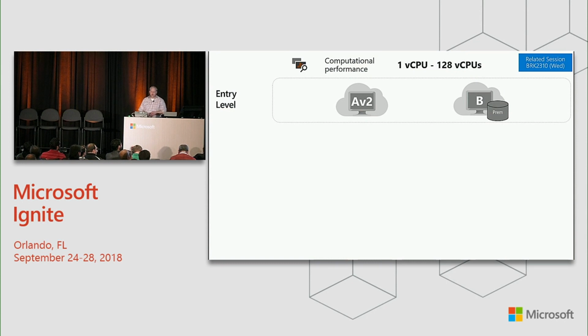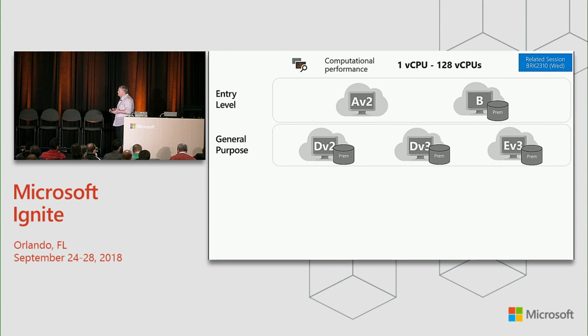Now, continuing on from the burstable size, talk about our general purpose sizes. So this is our DV2, EV3, and DV3. And I bring the DV2 on there. That was the one prior to this. But there's a little bit of an interesting thing. We can show this when we move to looking at ACUs.